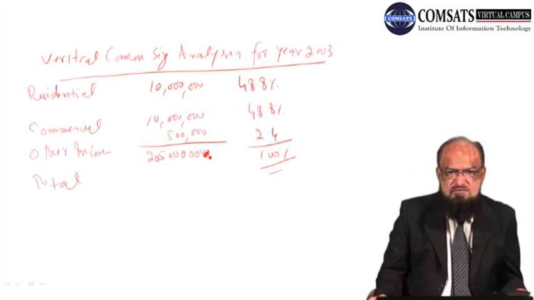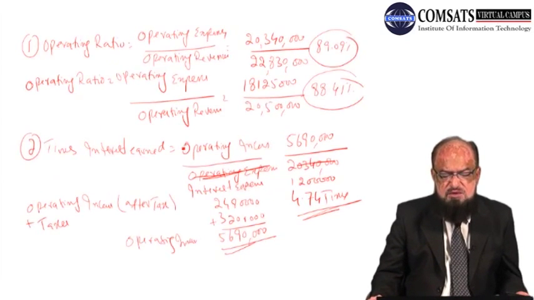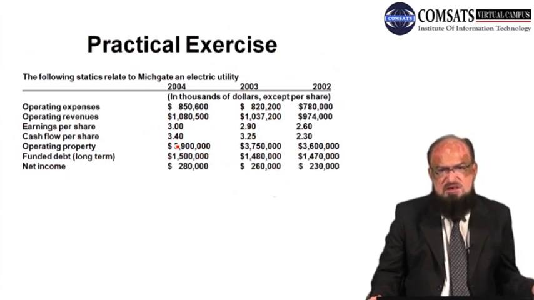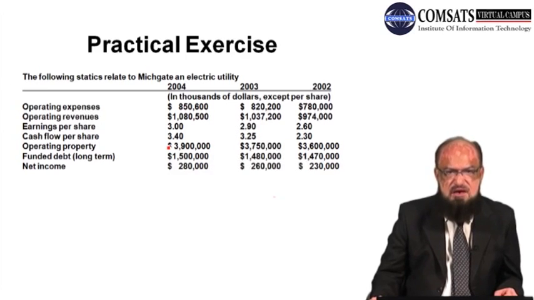So dear students, vertical analysis is very simple. If you can see, now we need to discuss the comments. Already we have discussed the calculation. Now we will calculate another exercise. You can see the question is given in front of you. The following statistics relate to an electric utility. This question is related to the electric utilities industry. Data is given in front of you.